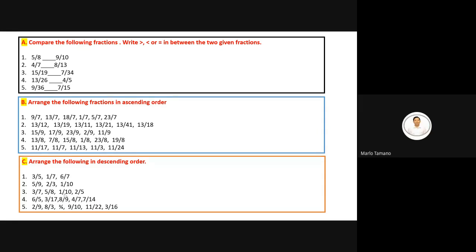So, get the LCD of all the denominators of the given fractions. Okay? Number 2.